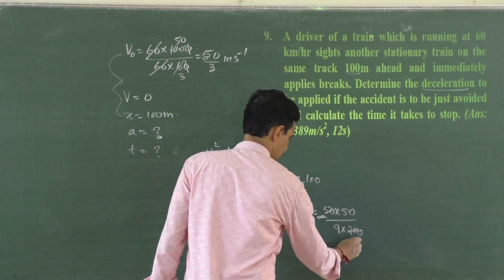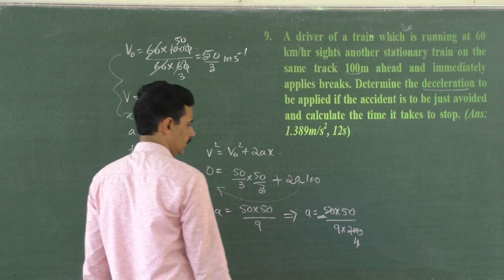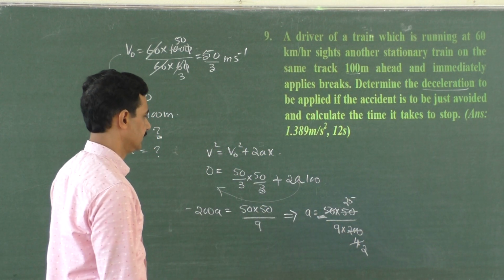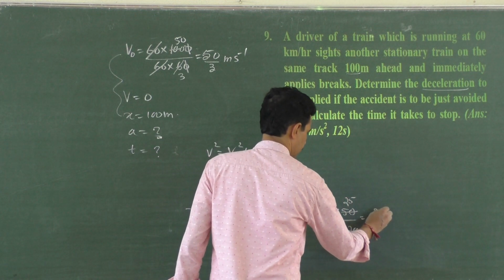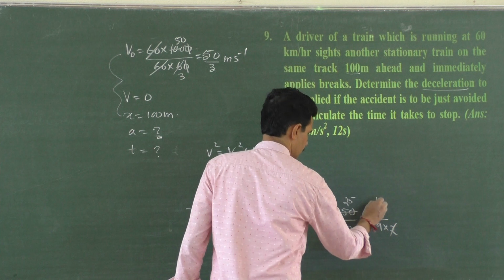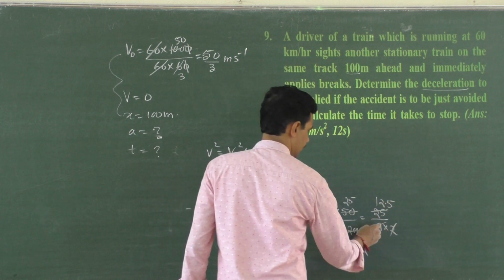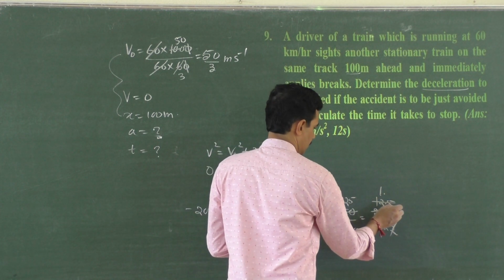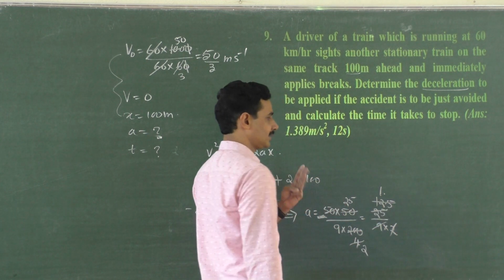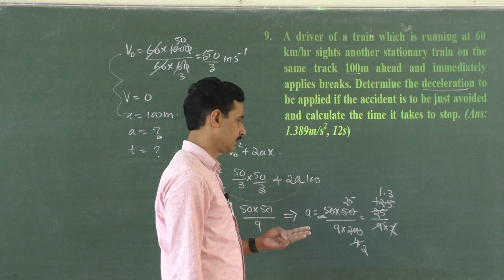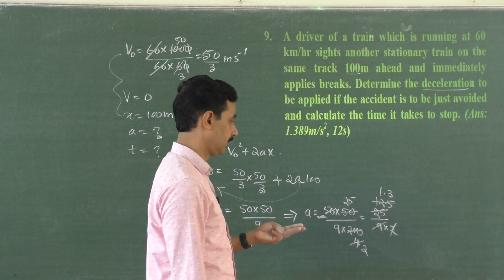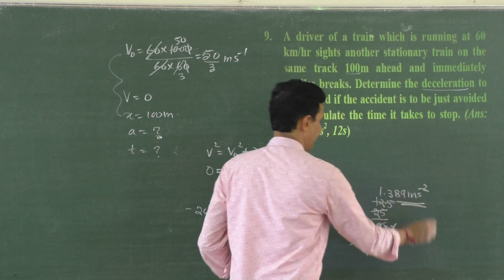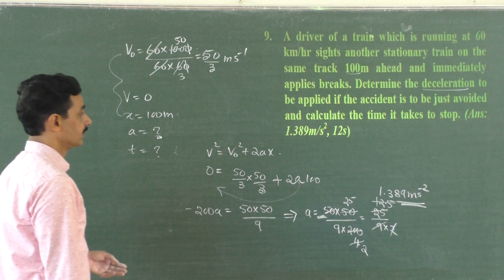Simplifying, 25 by 18, which is 25 by 9 into 2, that is 12.5 divided by 9, giving about 1.389. This is the answer, in meters per second square. Correct. Now what else? Time.